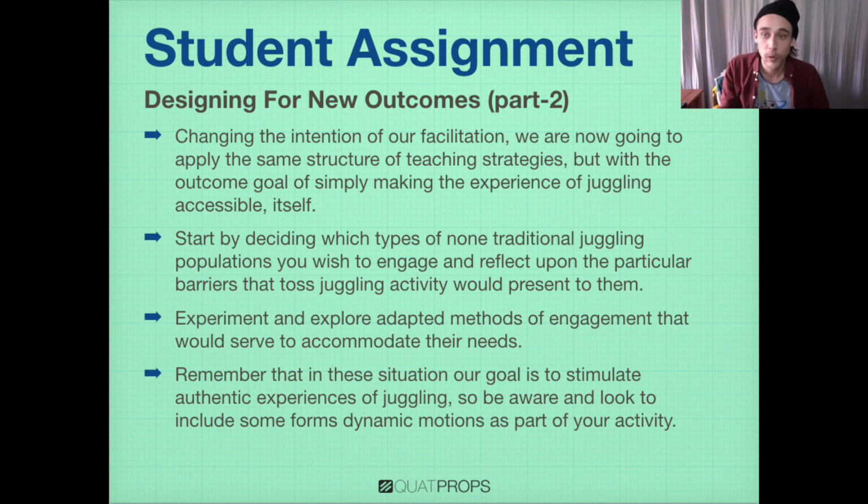Think about who you want to work with. Think of a type of person that you're not likely to succeed at toss juggling with, like Down syndrome, for example, or autism, or elderly populations. Really imagine who you're working with. Think about what their challenges are, and make a form of juggling that's accessible. Yeah?